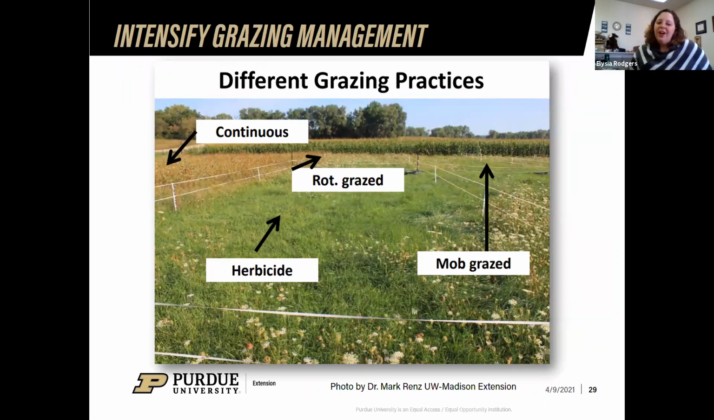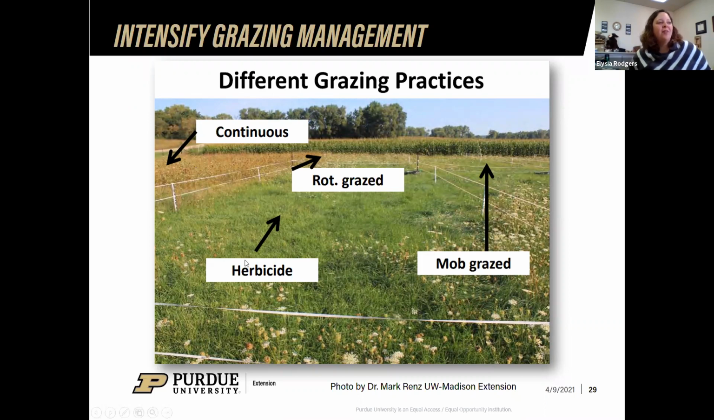We can also intensify our grazing management, so going from continuous grazing into rotational or managed intensive grazing, like Miranda discussed, and we'll speak a little more about next week. But this is an interesting picture again from University of Wisconsin. We can see over here on the left where our continuous grazing was. We've got a lot of Queen Anne's lace coming up in there, some more thistle. It just looks brown and kind of dead, maybe like an overcooked steak.